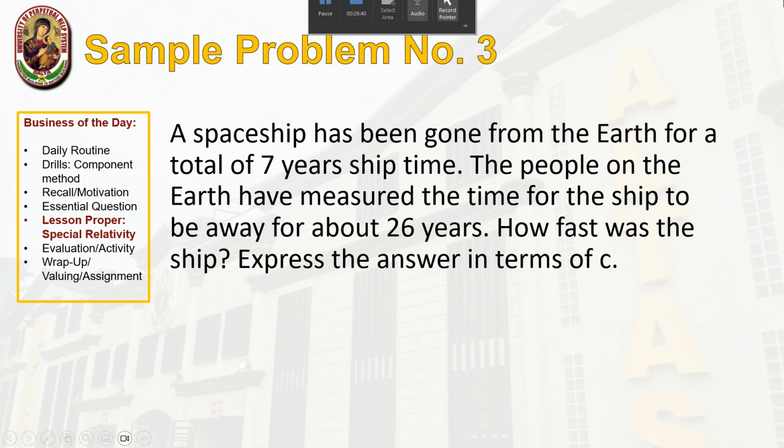Okay, so sample problem number 3. So, a spaceship has been gone from the Earth for a total of 7 years ship time. The people on the Earth have measured the time for the ship to be away for about 26 years. How fast was the ship? Express the answer in terms of C.